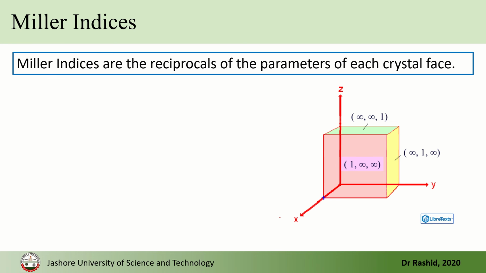Let's see more examples. First, let's see this plane. So, we are talking about this plane now. If we look at it, this plane is intersecting the x direction at 1 unit, but it is parallel to the y direction and also parallel to the z direction. So, the intersecting points are 1, infinity, infinity. That is, it is intersecting the x direction at 1 unit and it doesn't intersect the y and z axes.